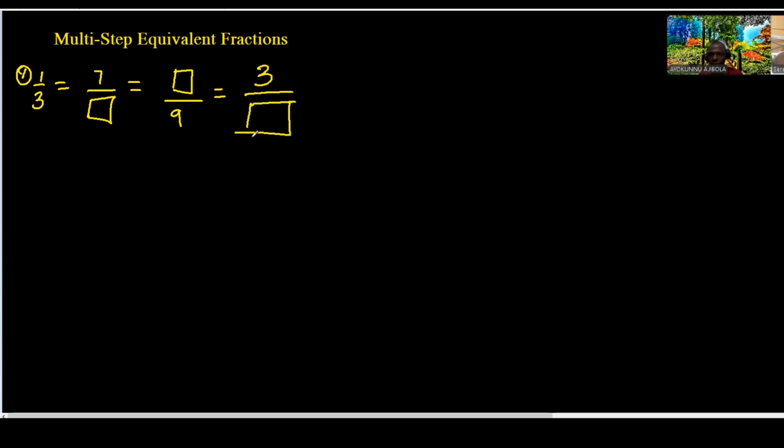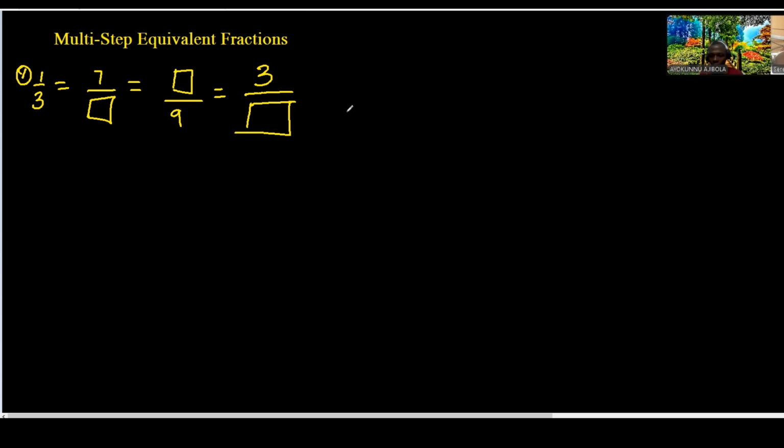If I have something like, let's say, 1 over 3 equal to 7 over something, also equal to something over 9, then this one also, let's say, equal to 3 over something, and let's just leave it at this 3.